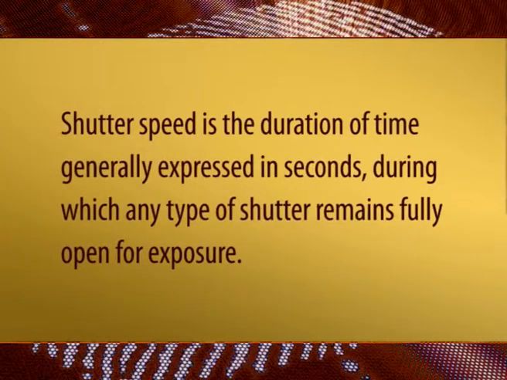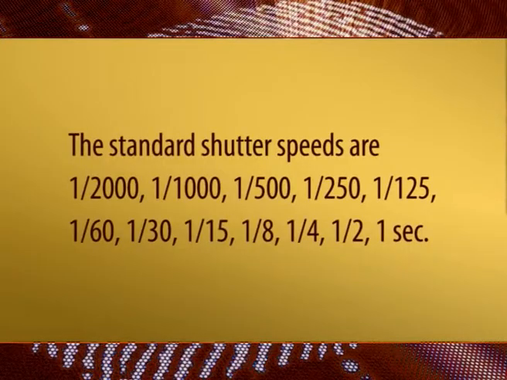Shutter speed is the duration of time, generally expressed in seconds, during which any type of shutter remains fully open for exposure. This excludes the opening and closing time, which is considered to be negligible. Along with the aperture, shutter speed indirectly controls the light falling on the sensitive material. The standard shutter speeds are 1/2000, 1/1000, 1/500, 1/250, 1/125, 1/60, 1/30, 1/15, 1/8, 1/4, 1/2, 1, etc.